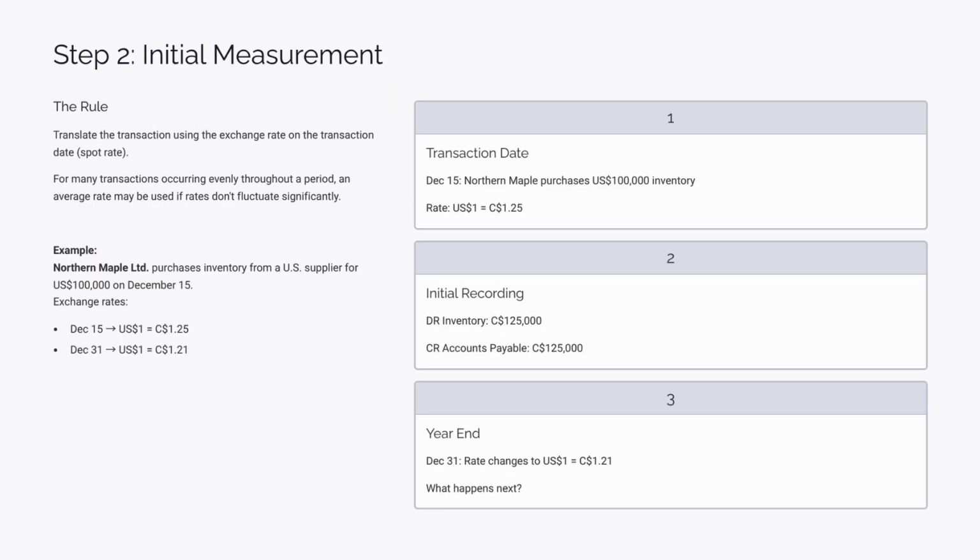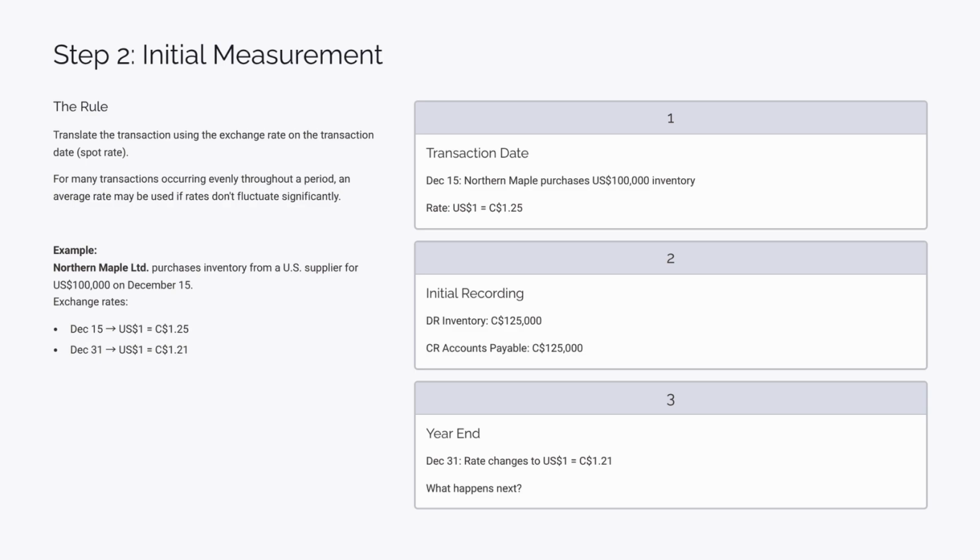Once you know the functional currency, the next step is to translate the transaction into that currency using the exchange rate on the date of the transaction, also called the spot rate. If there are many transactions occurring evenly throughout a period, an average rate may be used, as long as the rate doesn't fluctuate too much. For time-based revenues or expenses, like interest, we also use the average rate for the period since it accrues evenly.